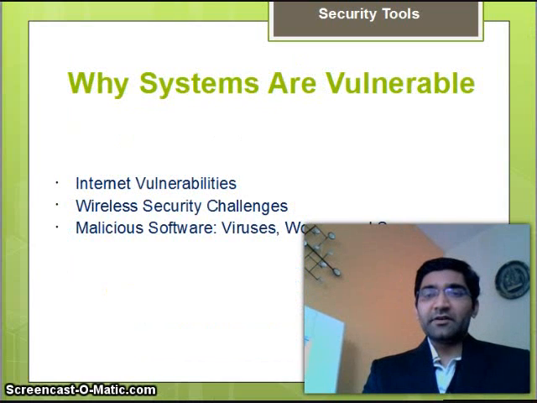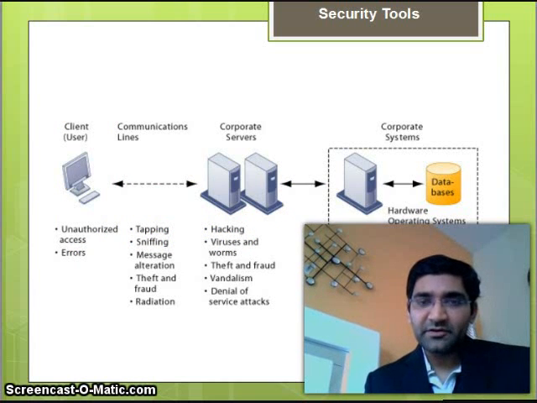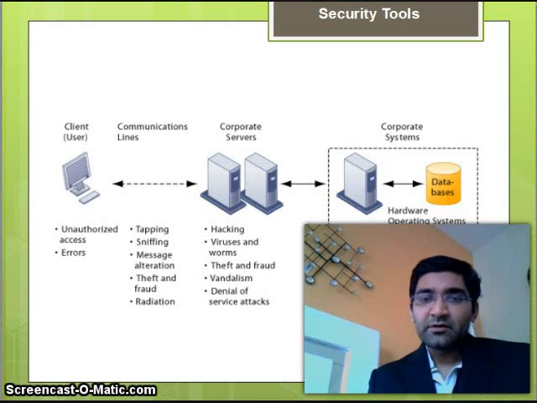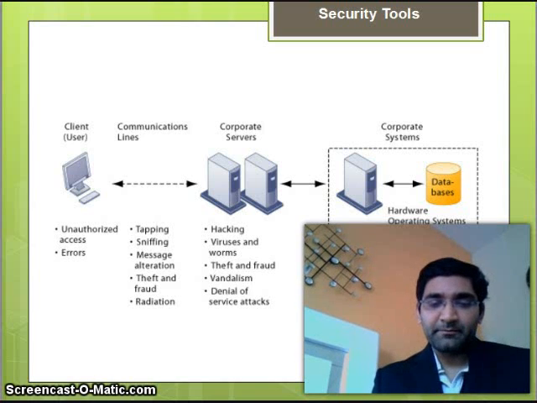Let's see from where these vulnerabilities can arise: through internet, wireless security, or malicious softwares like viruses, worms, and spyware. Let's see how anybody can access our machine and affect our system. So if somebody from the client machine, an unauthorized user, tries to get into our system, he can get in by hacking it and then put some virus codes and damage our database, try to copy it, and then can cause a failure to a hardware or a software.